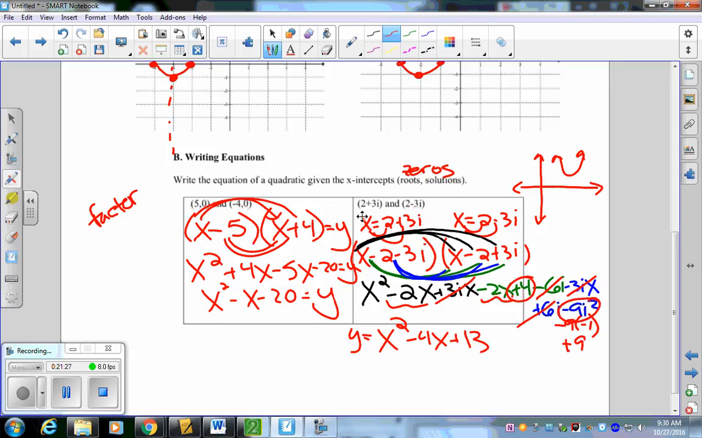And when you look at this, you shouldn't be able to factor it back out because there aren't 2 numbers that multiply to 13 and add up to -4. If I was able to actually factor my answer, I wouldn't have gotten imaginary solutions. All right, so we will do more practice with this in class on working backwards.